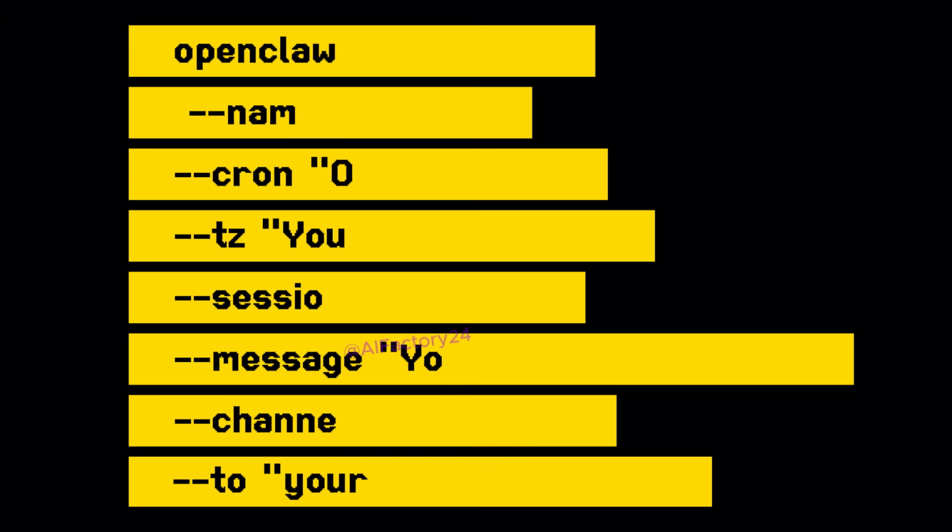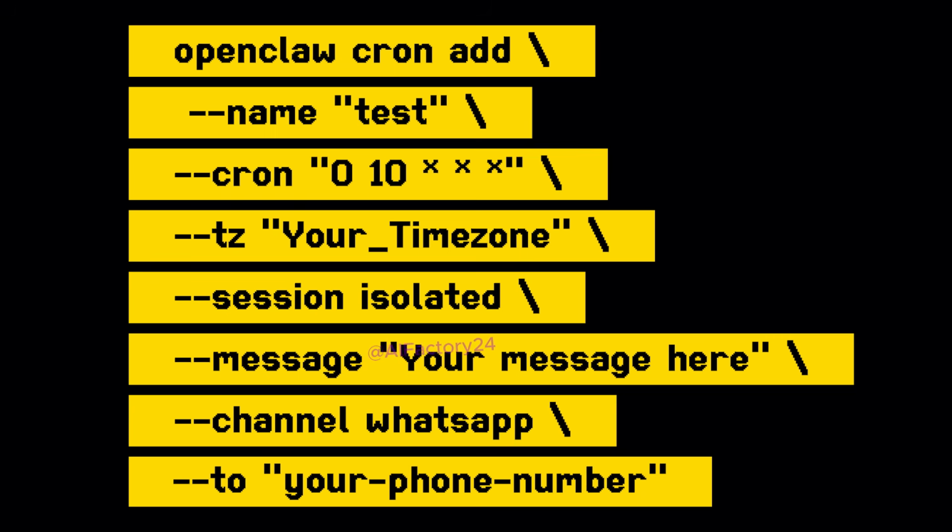What each option means. Name: test, a simple name for your job. Cron 0 10 runs every day at 10 a.m. TZ sets your time zone. Session isolated runs in its own clean session. Message is what you want OpenClaw to do or say. Channel is which chat platform to send through. To is the destination, in this case, my phone number.